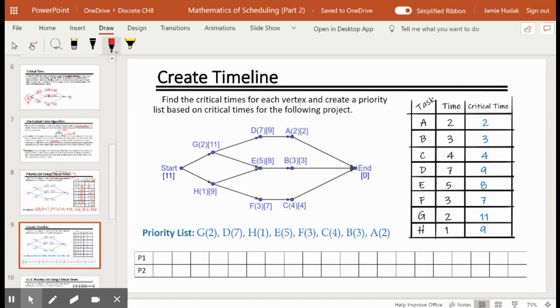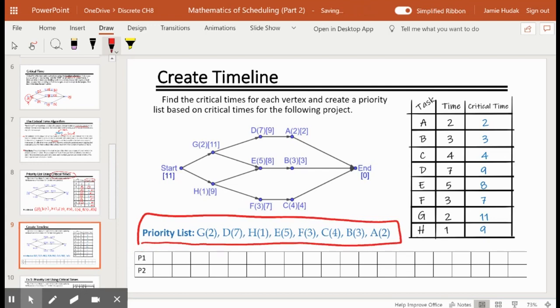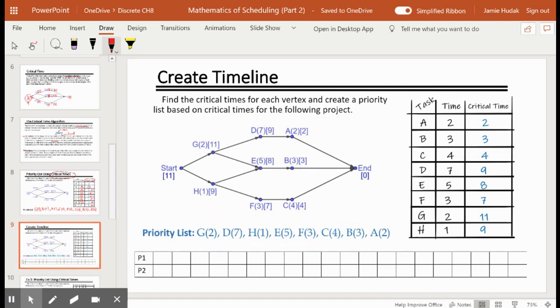So we have our priority list typed out here, and we're going to follow that priority list as we put everything onto the schedule. So just as we've done in the past, we say, can we schedule G2 first? And we say, yes, it's right here, connected to the start vertex. I can schedule it right away. So G takes 2 units of time. That's done.